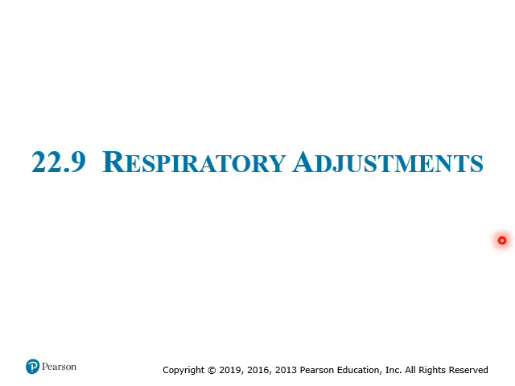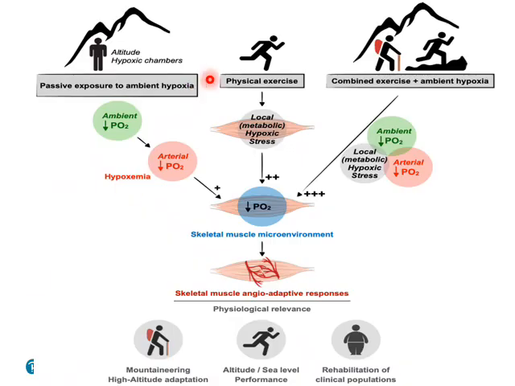Let's take a look at our respiratory adjustments. What our body is actually doing to adjust for some crucial changes outside or inside, sort of like a homeostatic response, in order to maintain balance. Now, you have here three things: passive exposure to ambient hypoxia, and that's actually because of altitude, because you have low oxygen levels at high altitude.